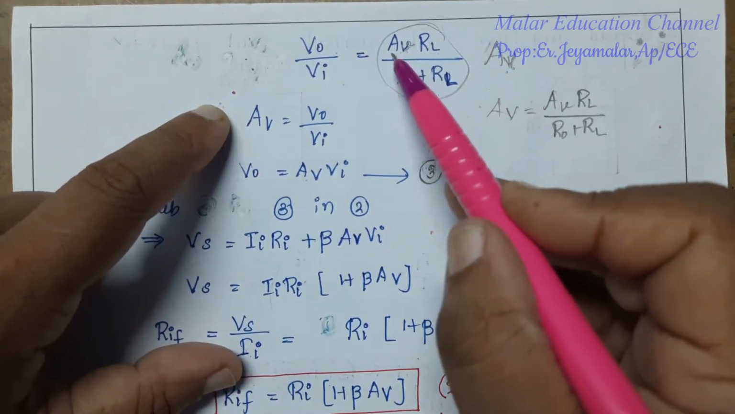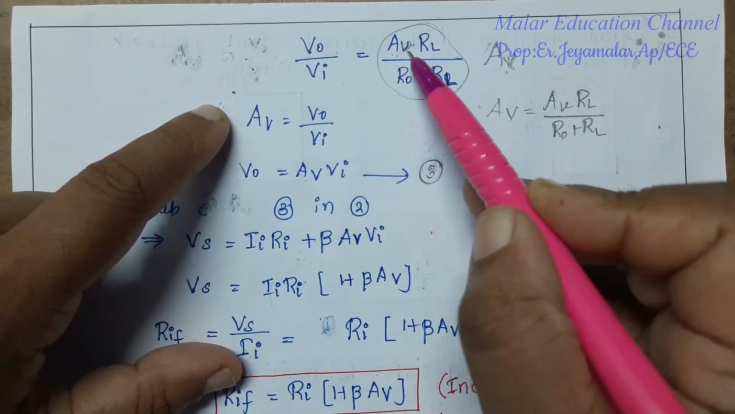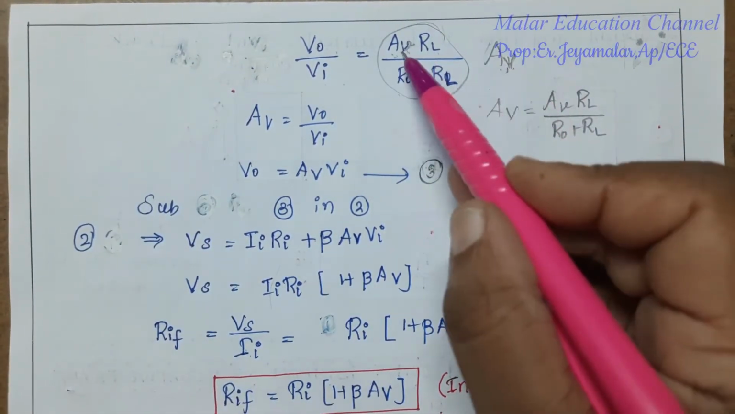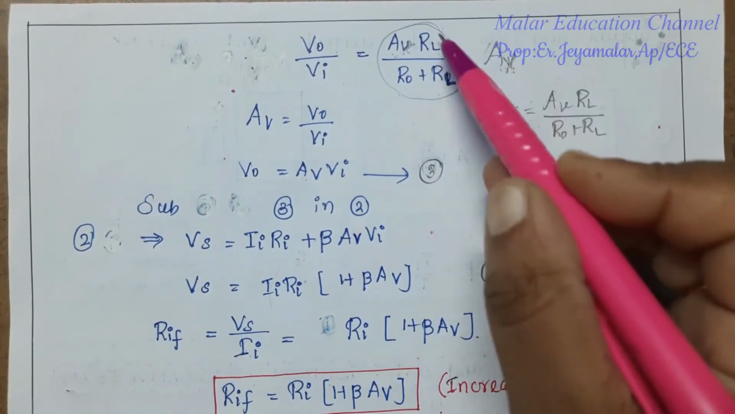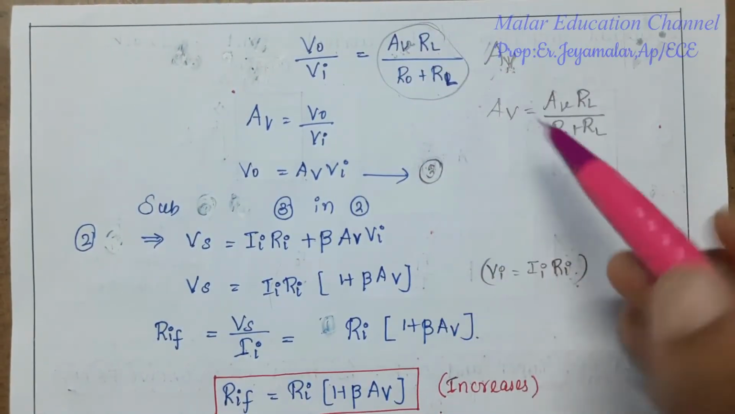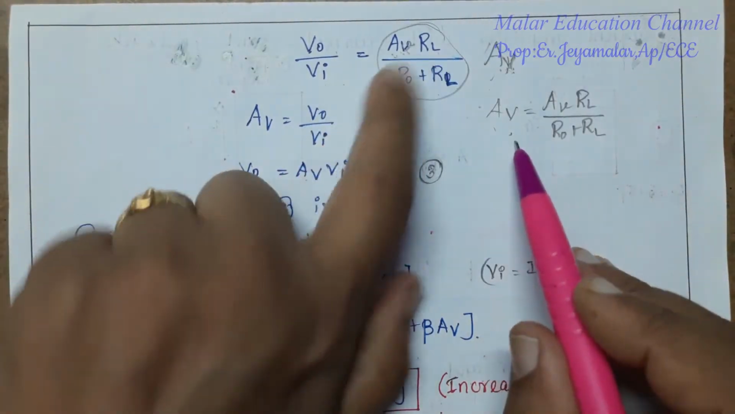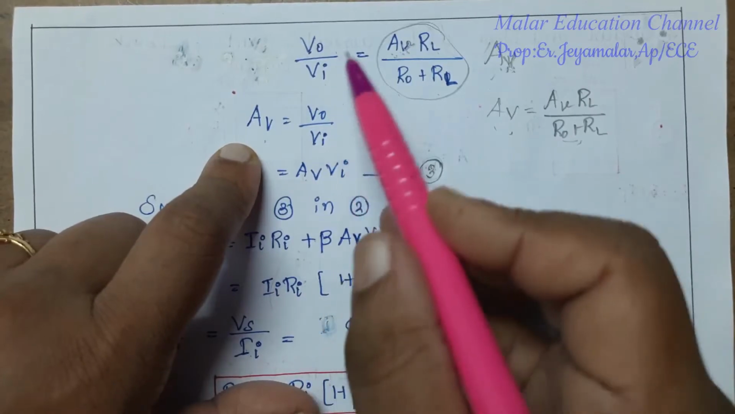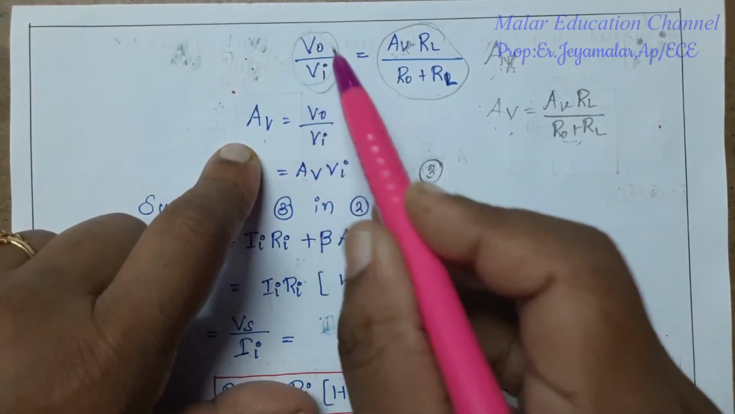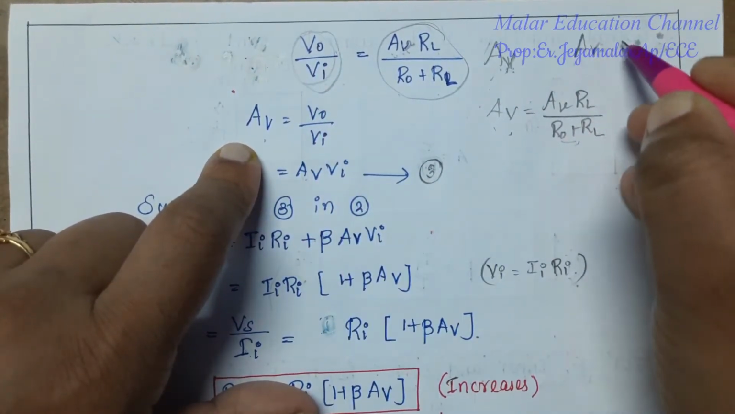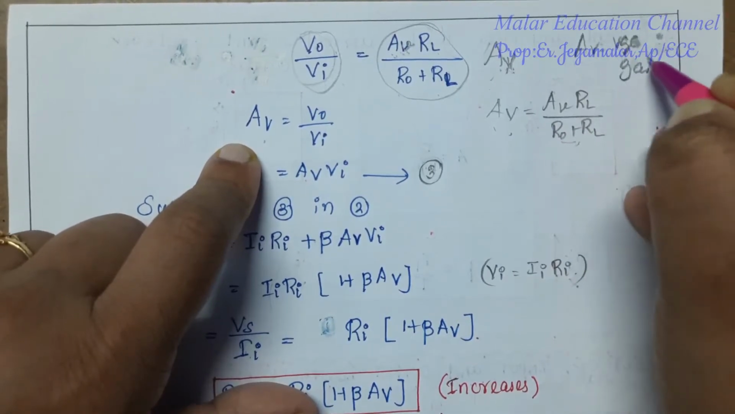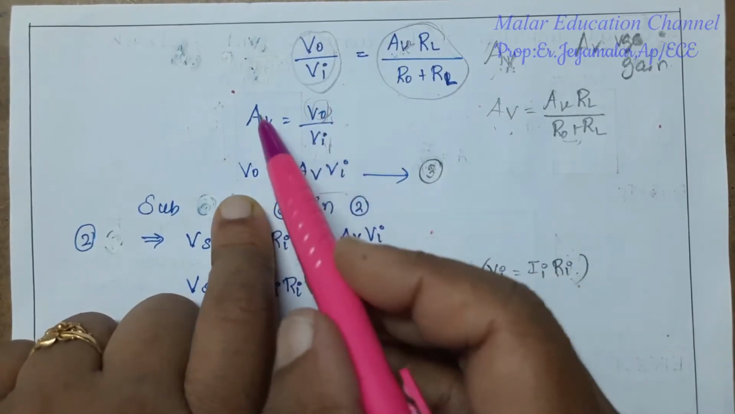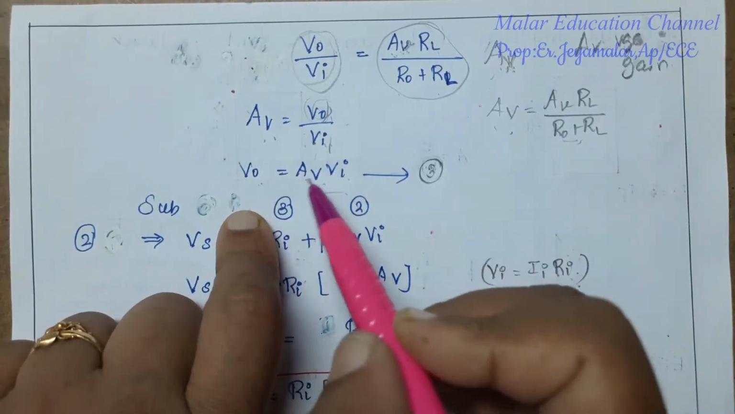That is A, nothing but voltage gain. This is also voltage gain, with a small difference between small v and capital V. The whole term is capital AV equal to av RL divided by R naught plus RL. AV is V output by V input, the voltage gain of the circuit. So V naught equal to AV into Vi.